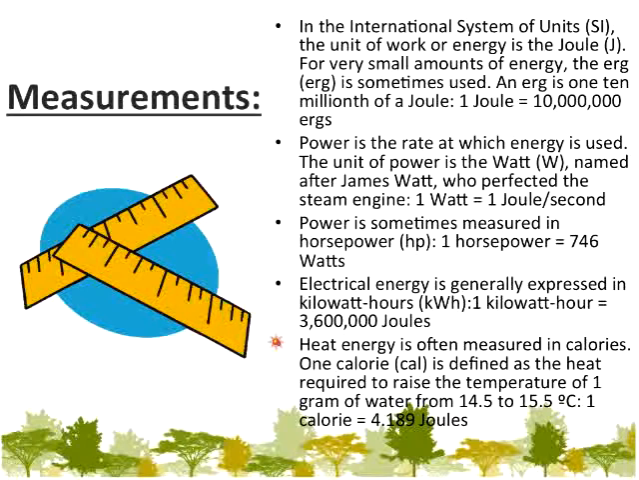3,600,000 joules. Heat energy is often measured in calories. This is something I found very interesting. 1 calorie is defined as the heat required to raise the temperature of 1 gram of water from 14.5 to 15.5 degrees Celsius. 1 calorie equals 4.189 joules.